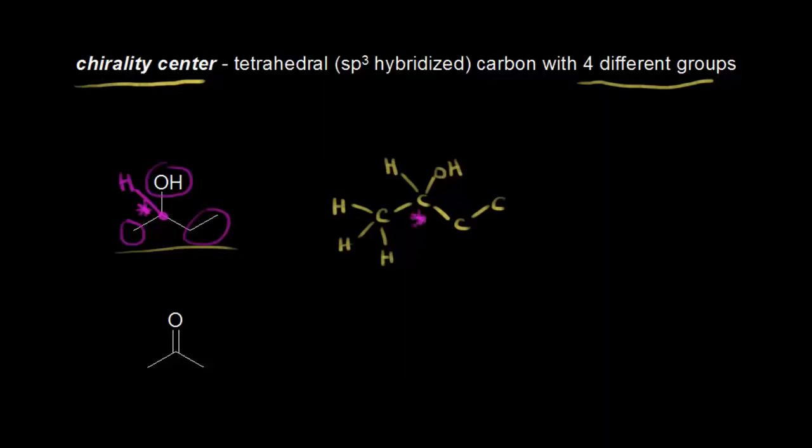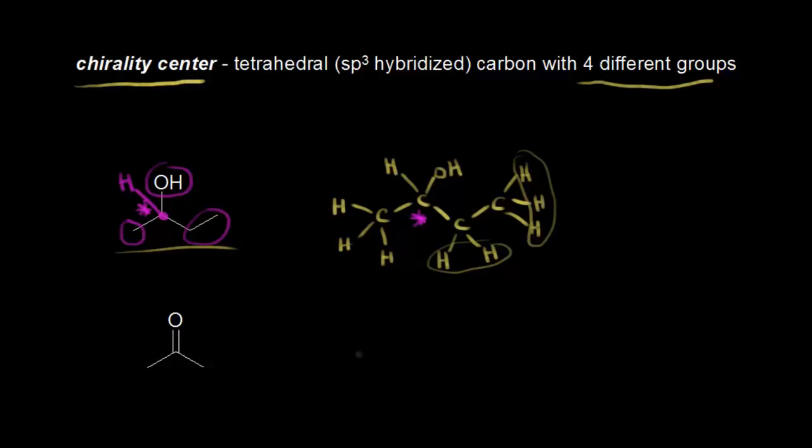Let me draw in the other hydrogens. I have 2 hydrogens on this carbon, so that's not a chirality center. I have 2 of the same thing bonded to this carbon, and then finally this carbon over here with 3 hydrogens, 3 of the same thing, so that carbon is not a chirality center. So 1 chirality center in this alcohol.